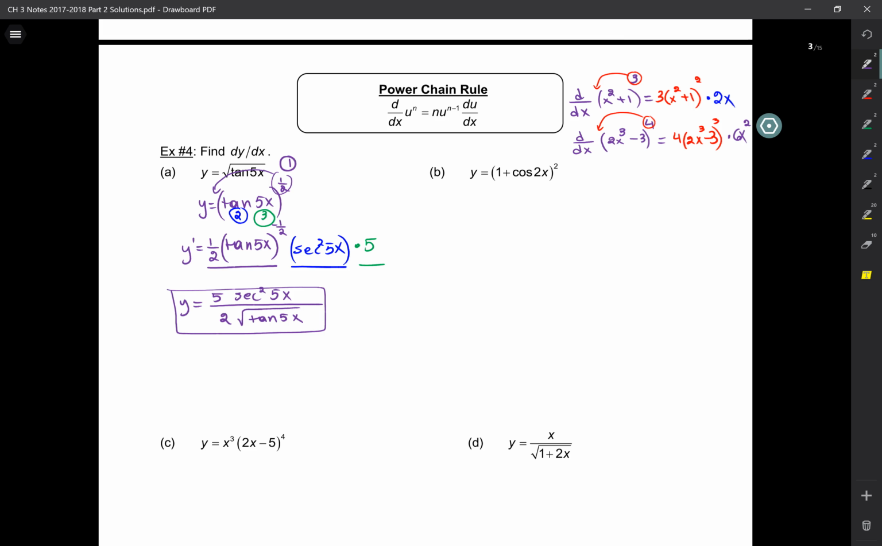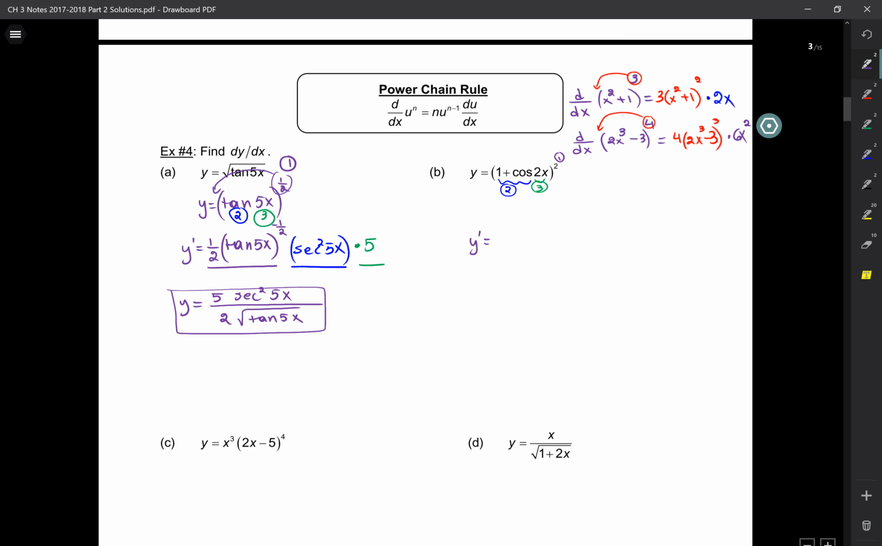Okay, let's do this next one. Y prime. Let's see how many different functions there are here. There is one function here with the power. There is a second function here with the 1 plus cosine. And then the 2x is the third function. So let's do the first one first.